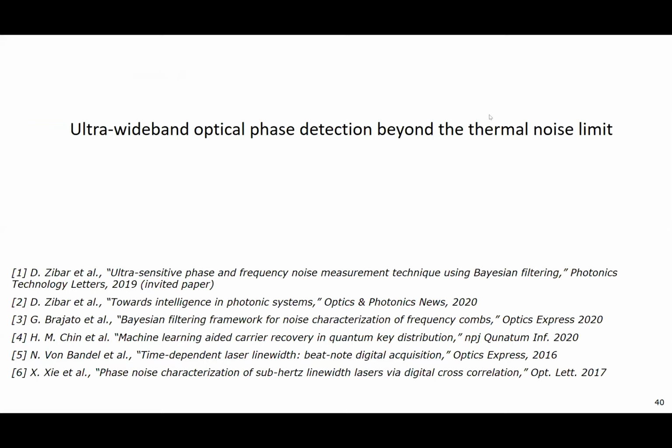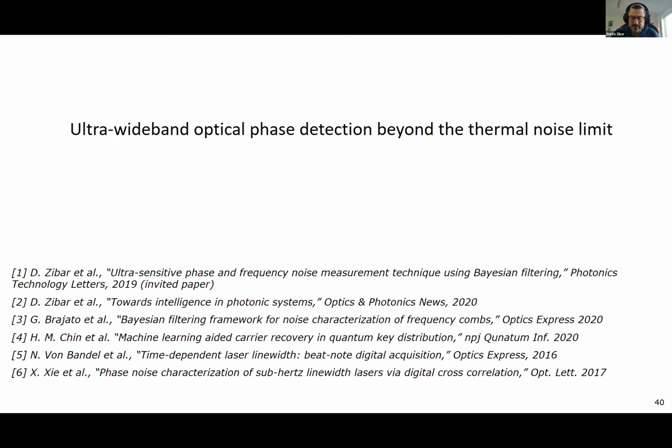Okay, so basically I'll continue. We work on very different topics, and this topic is very close to physics: how to do ultra-wideband optical phase detection beyond the thermal noise limit. As I will show you here, machine learning can be very helpful when you want to detect optical phase beyond the thermal limit, because optical phase is very important in metrology, in communication, and in sensing, and it's important to have a very sensitive tool for detecting the phase. If you're interested in some of the work, the references are listed here.